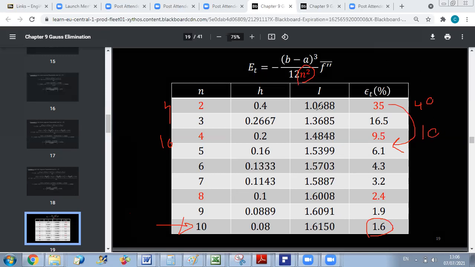Why do I say it's approximately, not exactly divided by 4? Who can tell me? Why is it not exact?